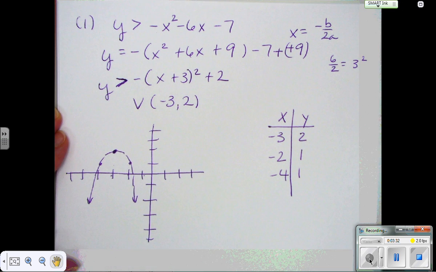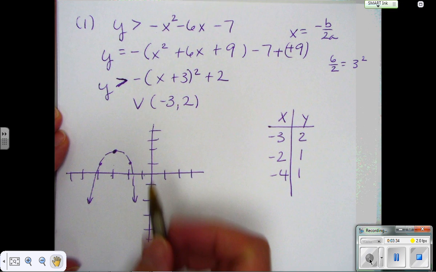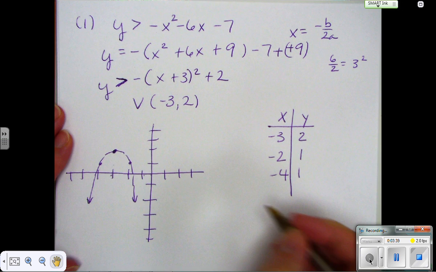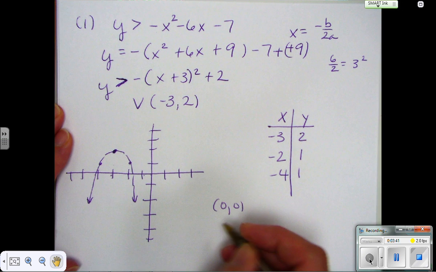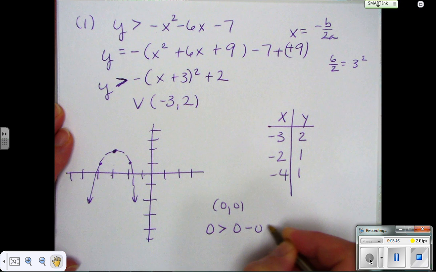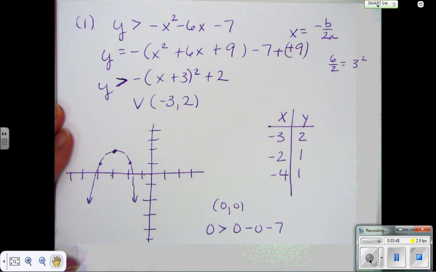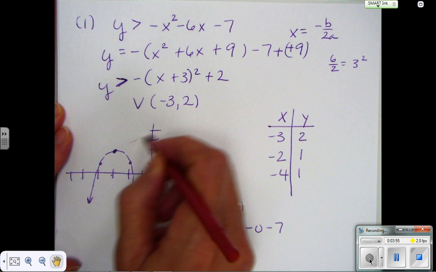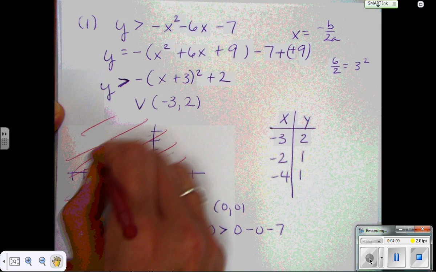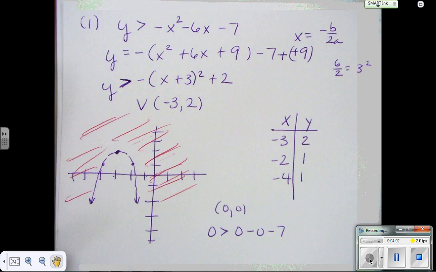And now I need to decide if I want to shade inside or outside. So I can take a point not on the graph, like 0, 0, and plug it in. Okay, if 0 is greater than 0 minus 0 minus 7. Is that true? Is 0 greater than negative 7? Yes, that's true. So I am going to shade outside the parabola. And that is how you solve by graphing.